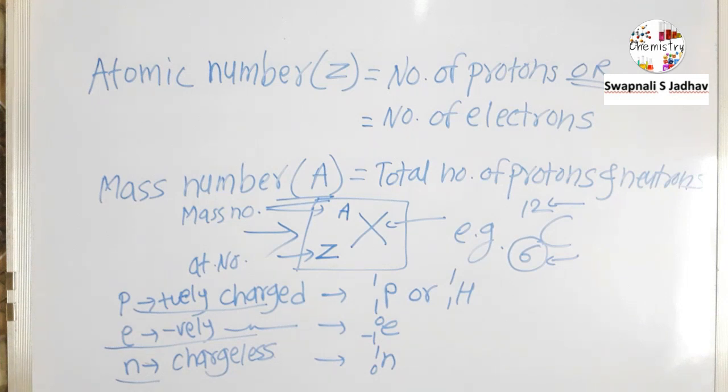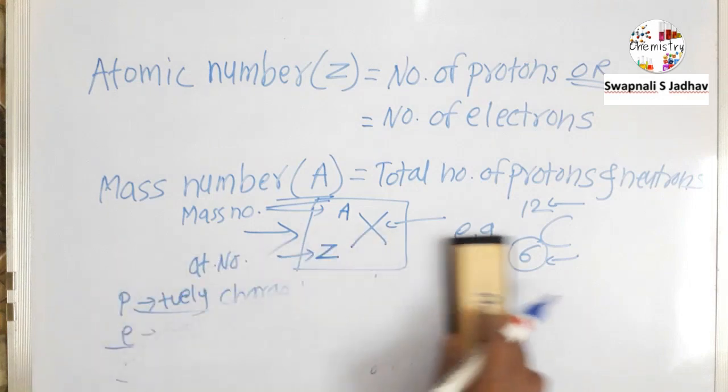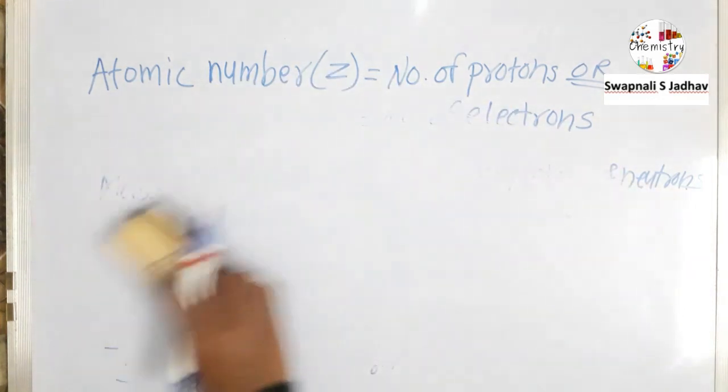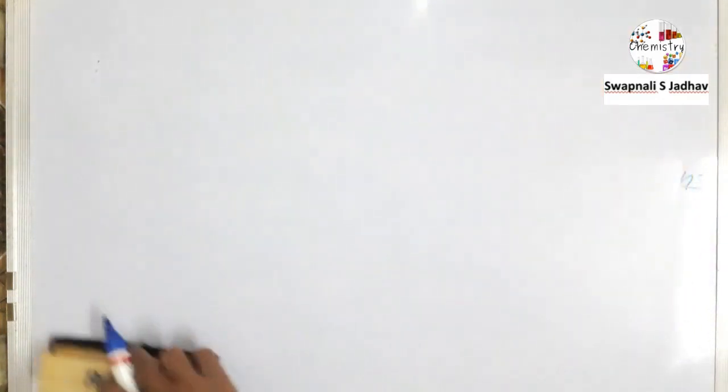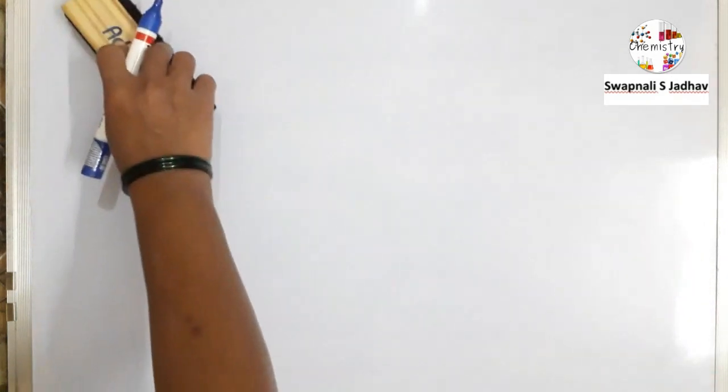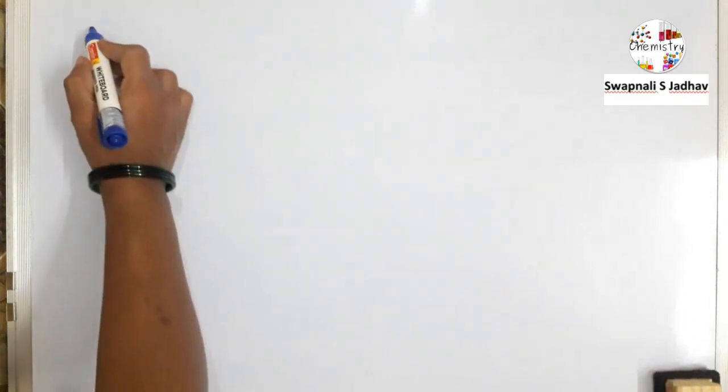So generally in chemical reaction electrons are involved, but in nuclear reaction nucleus or nuclei of atoms are involved. So what is meant by nuclear reaction?